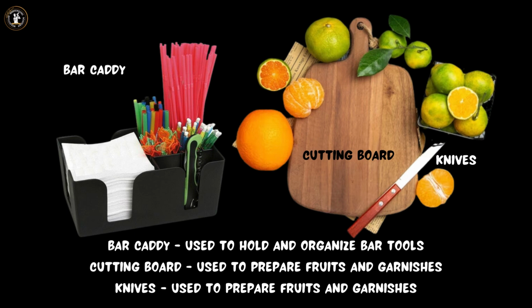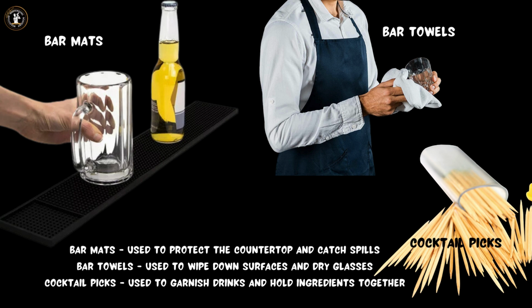Cutting board. Used to prepare fruits and garnishes. Knives. Used to prepare fruits and garnishes. Bar mats. Used to protect the countertop and catch spills. Bar towels. Used to wipe down surfaces and dry glasses. Cocktail picks. Used to garnish drinks and hold ingredients together.